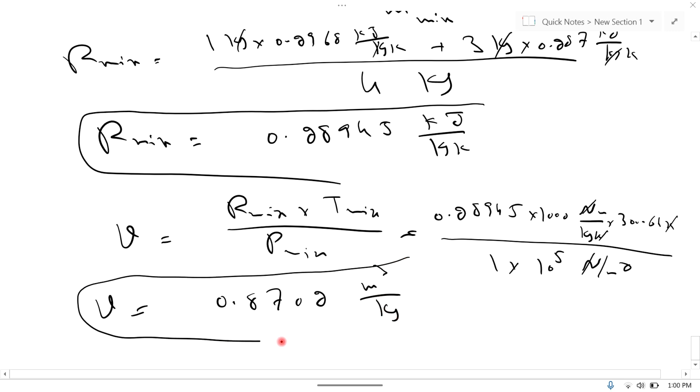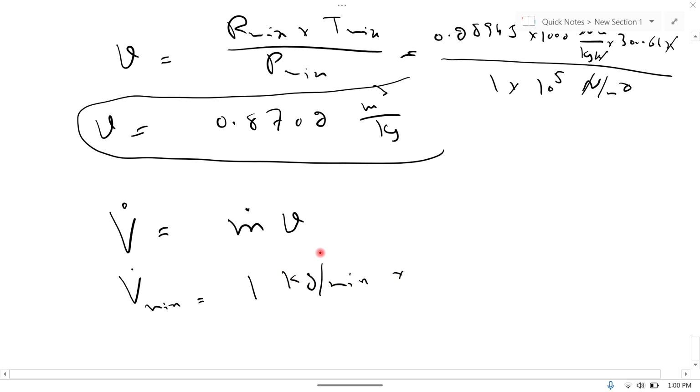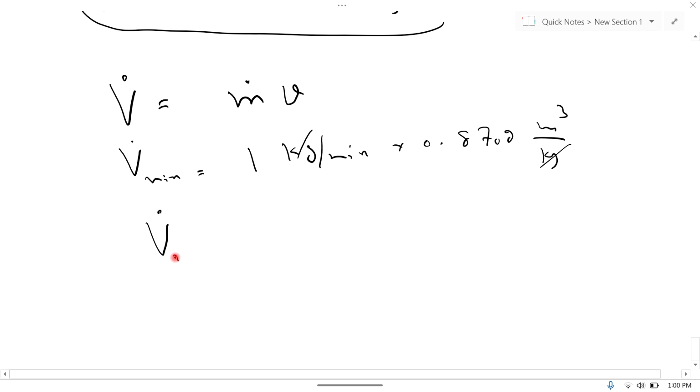But we have to find the volume flow rate. So volume flow rate is equal to mass flow rate multiplied by specific volume of the mixture. So for the volume flow rate of the mixture, mass flow rate is given to us as 1 kilogram per minute, and specific volume is 0.8702 cubic meter per kg. Kilogram will be cancelled with kilogram, and volume flow rate of the mixture is equal to 0.8702.